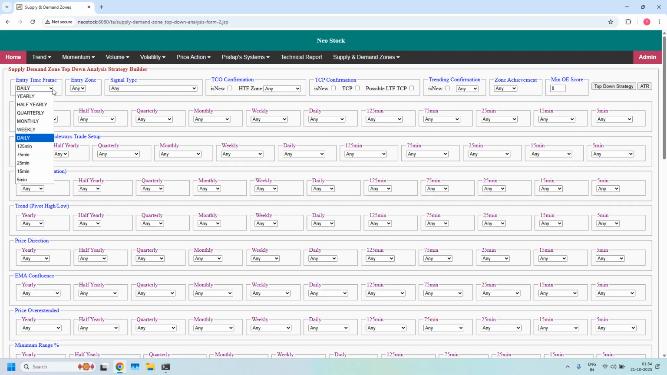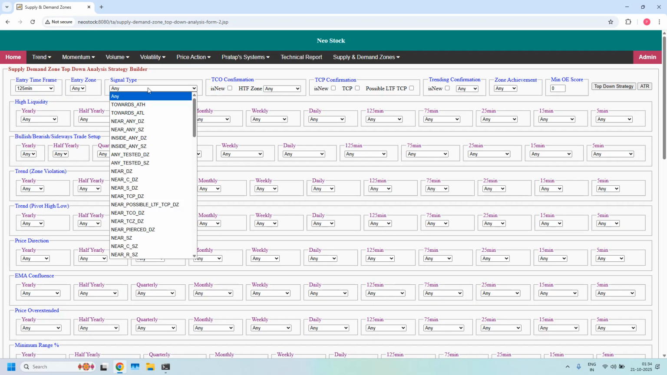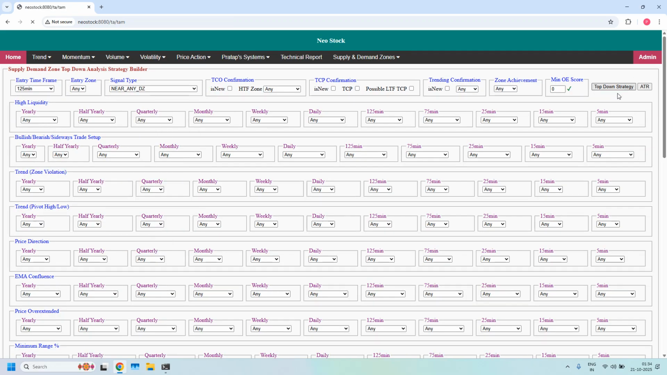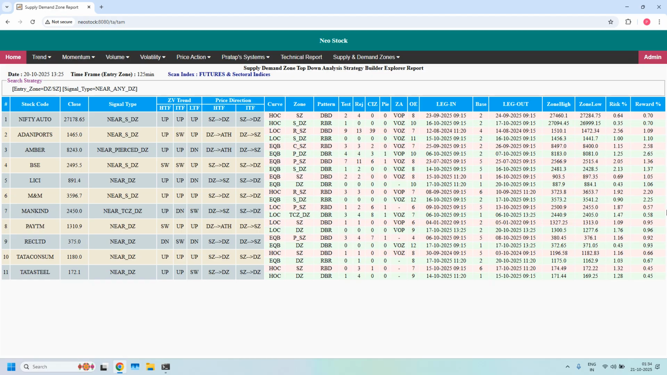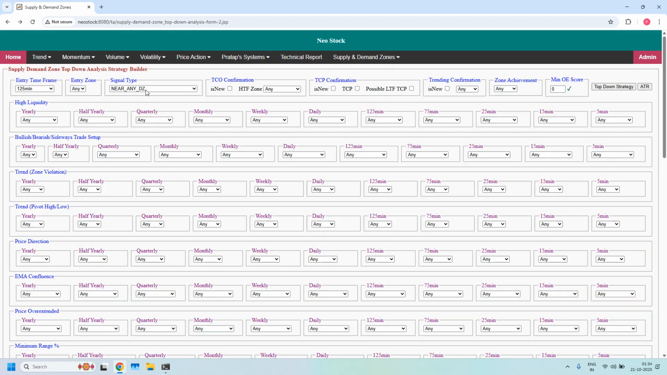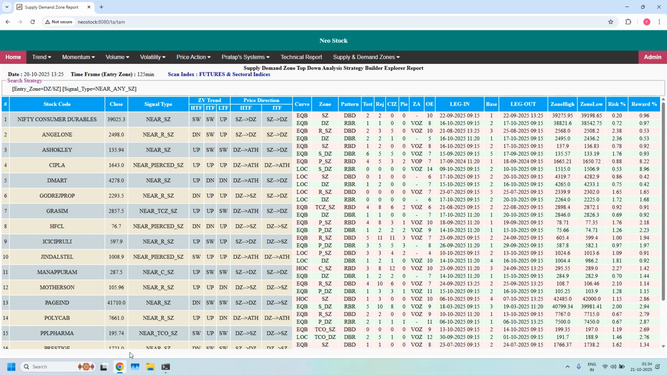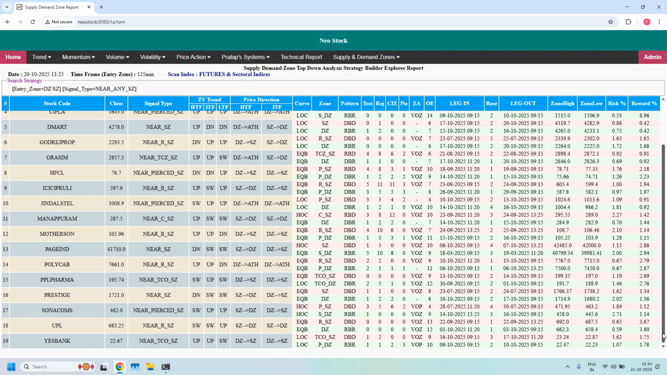So the next time frame is 125 minutes. Stocks near the 125 minutes demand zone. We got 11 stocks. Next, stocks near the 125 minute supply zone. We got 15 stocks. First 15 stocks in the list. Scrolling the list down. So total 19 stocks are filtered.